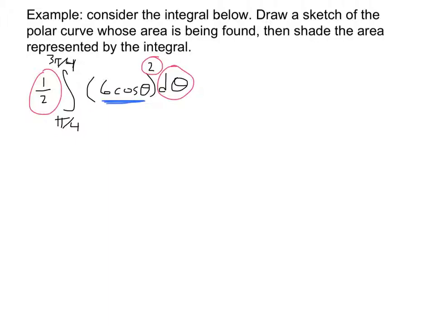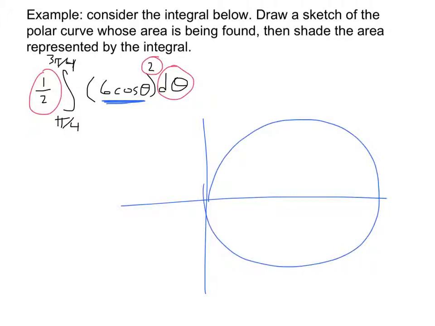Hopefully you remember from the previous video that 6 cosine theta should look like this: a circle that's set to the right of the y-axis. The circle has a diameter of 6, which means the radius will be 3. And now, this is asking us to take the integral from pi over 4 up to 3 pi over 4. So it's important for us to take some time and look at this circle and figure out where we are at what values of theta. This is the thing that took us a long time in the previous video. Hopefully we'll do it faster this time.